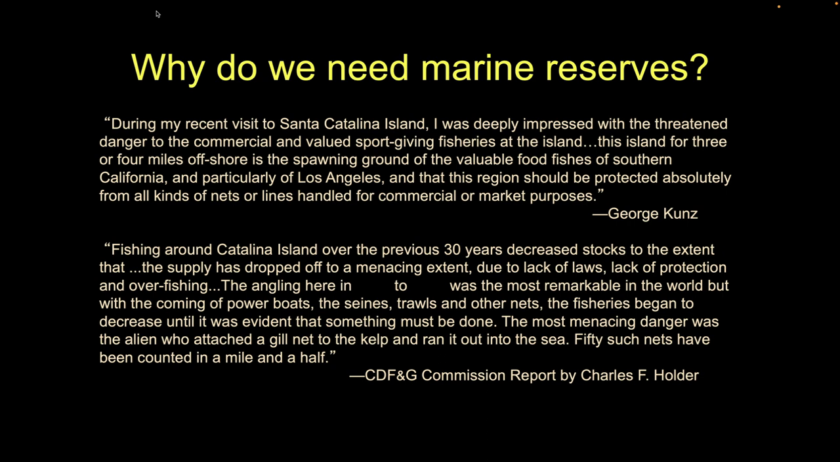That's one quote, from a researcher. The next one is from a state report. It says, fishing around Catalina Island over the previous 30 years decreased stocks to the extent that the supply has dropped off to a menacing extent due to lack of laws, lack of protection, and overfishing. The angling here between X and Y was the most remarkable in the world. But with the coming of powerboats and seines and trawls and other nets, the fisheries began to decrease until it was evident that something must be done. The most menacing danger was the alien who attached a gill net to the kelp and ran it out to sea. 50 such nets have been counted in a mile and a half.